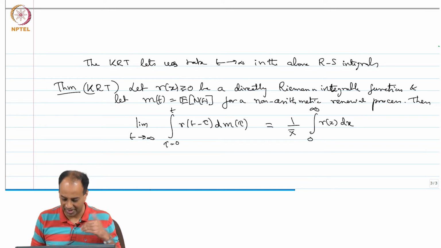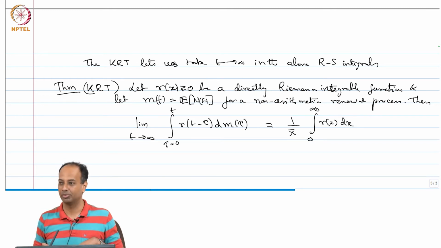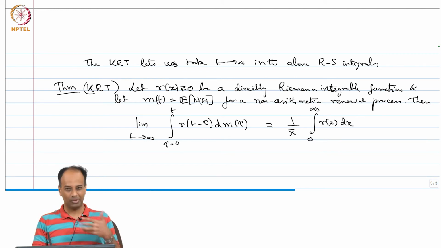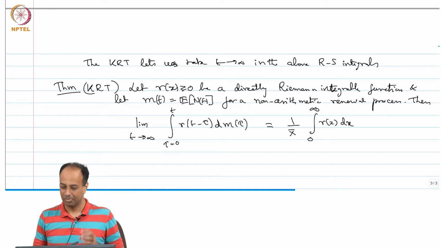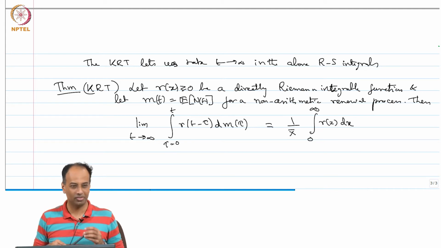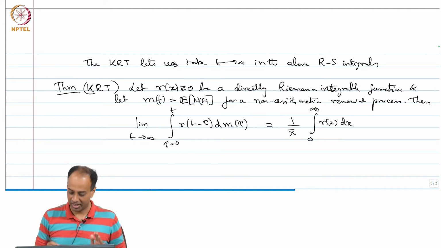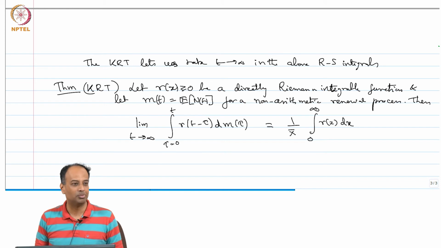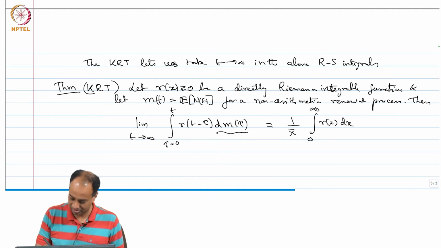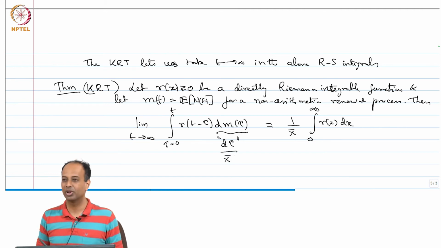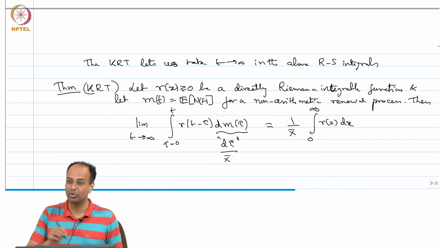What you can show is that directly Riemann integrable functions are always Riemann integrable, but not vice versa. So, directly Riemann integrable is a little stronger than Riemann integrable, but nevertheless it is not too strong a restriction. So, if r of x is a nice enough function, dm(τ) behaves like dτ by x bar in the limit. That is all this is saying. There is a one over x bar outside, right.